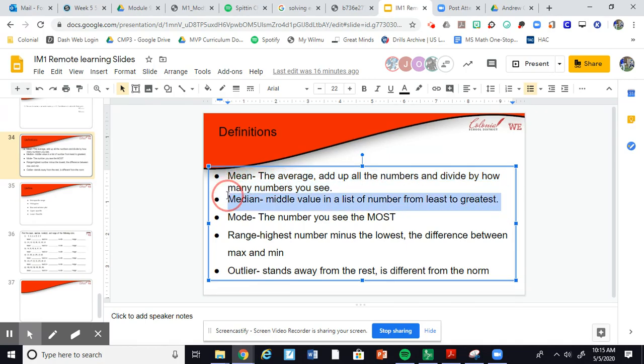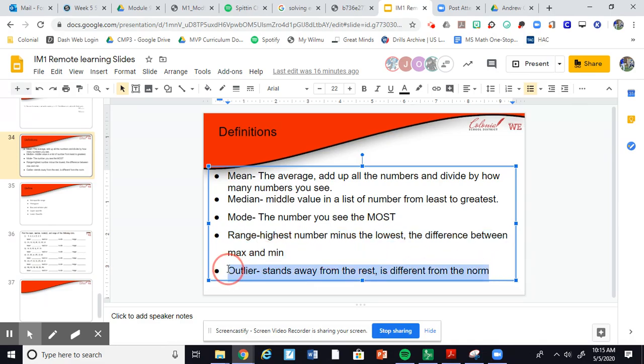Median, the middle value of listed numbers from least to greatest. Mode, the number that occurs the most. Range is the highest number minus the lowest number, or basically the difference between the maximum and the minimum. An outlier, a number that stands away and is different from the norm.